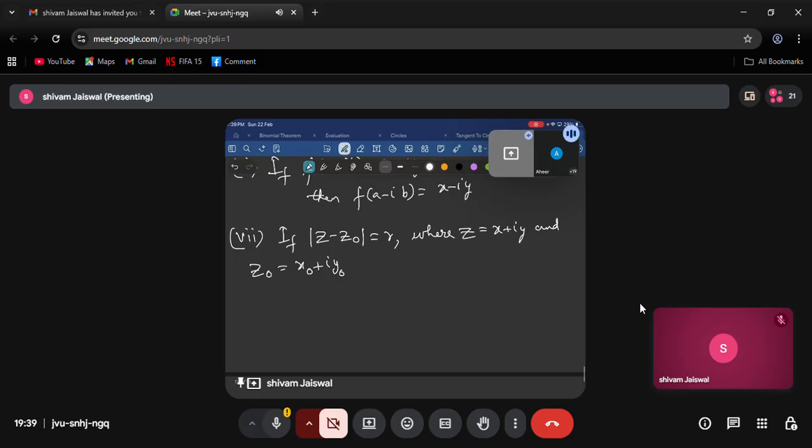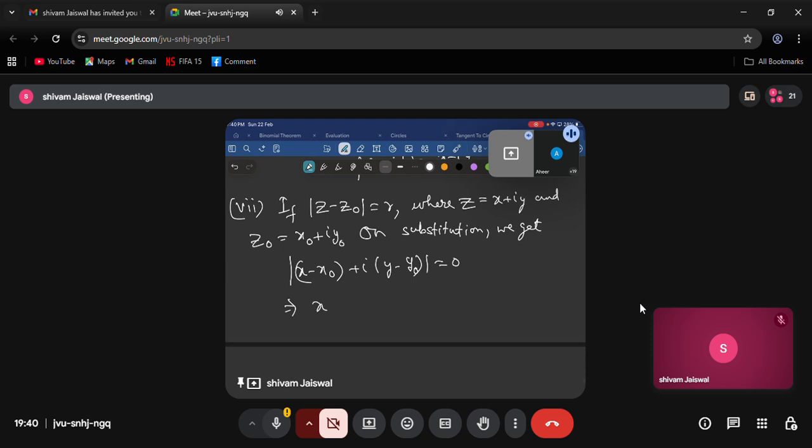So on substitution, what do we get? Let us substitute and check what we are getting. We get mod of (x minus x naught) plus iota into (y minus y naught) equal to r. So basically, you are going to get (x minus x naught) whole square plus (y minus y naught) whole square is equal to r square.